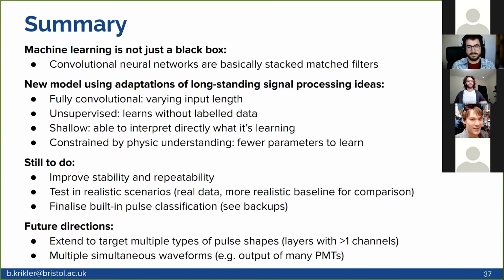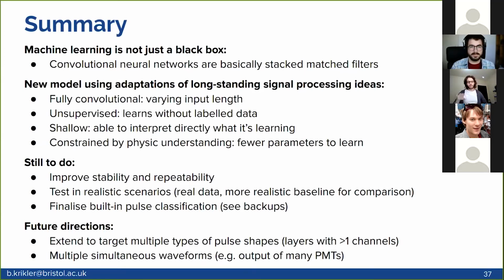And then there are several things to do. So, stability and repeatability. I think I highlighted this a little bit, that we seem to have a few places where we train into a bit where it stops learning. Can we solve this? We have to test this in slightly more realistic scenarios. We need to look at real data. The baseline that I've shown is very crude. It'd be nice to use a more realistic model that's close to what some experiments are doing at the moment.